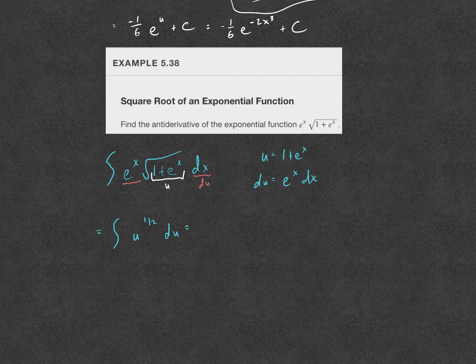This problem now we actually have to do some work with our antiderivative. This is now u to the 3/2 over 3/2 plus a constant c, and then we'll simplify and back substitute. The 3/2 flips up to the top, 2/3 times 1 plus e to the x, and that is all raised to the 3/2 power plus our constant c. All right, so that is it for that one.